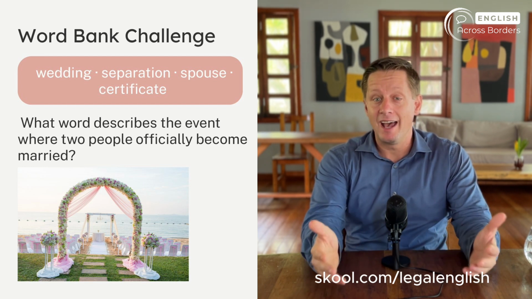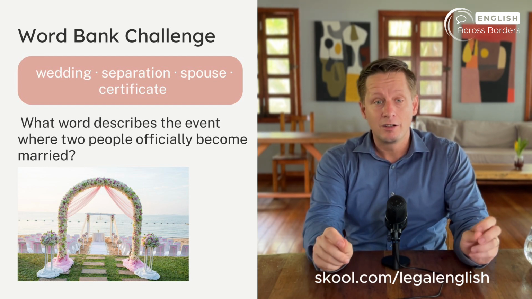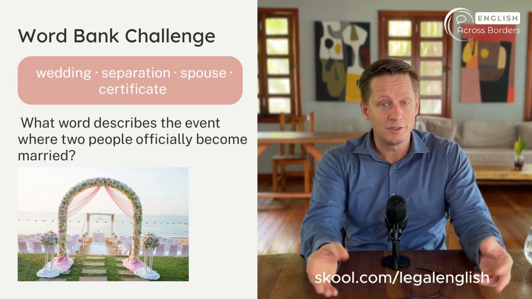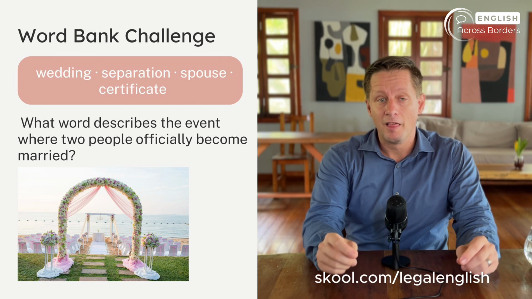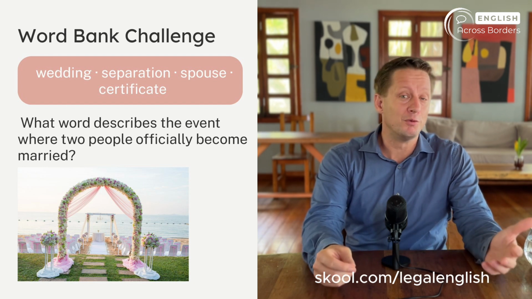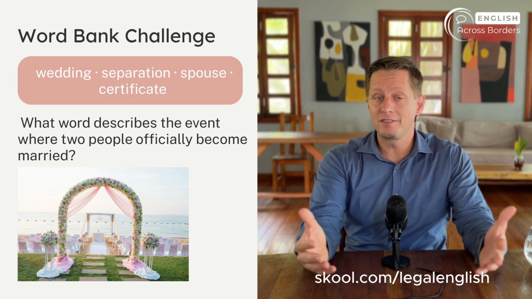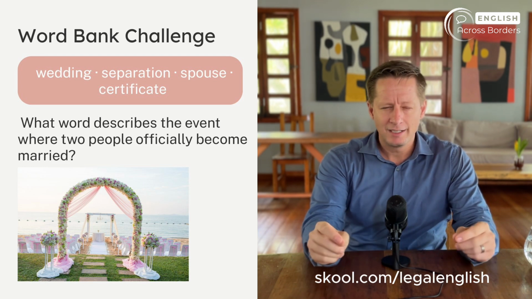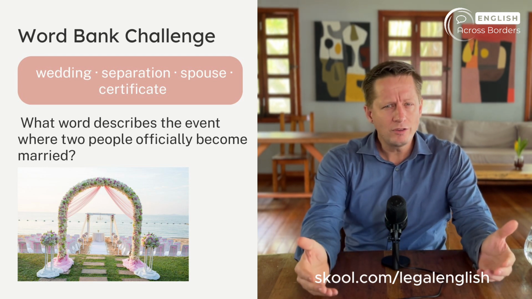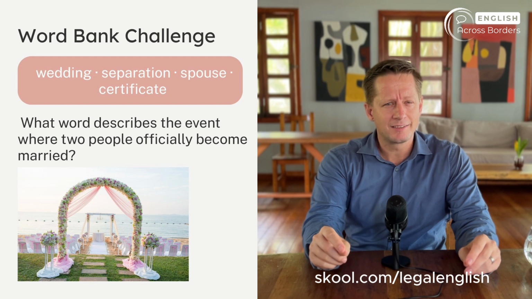Imagine this. Anna is wearing a dress. Carlos is wearing a suit. He is standing beside her. A judge speaks. There are rings, a few guests, and after a short ceremony, they are married. It is not just a party, it's legal. What do we call that event?